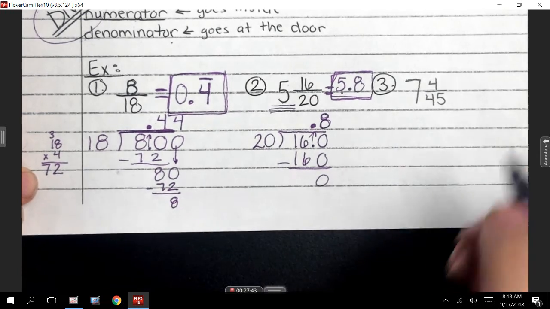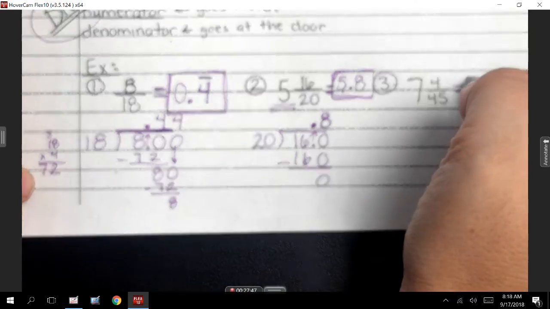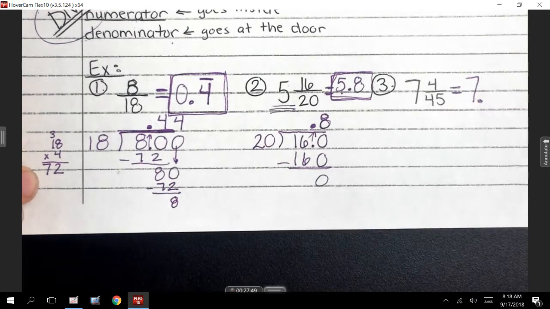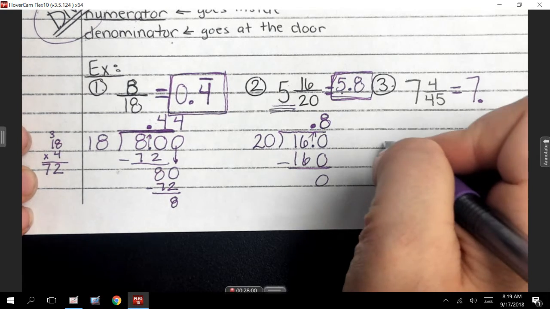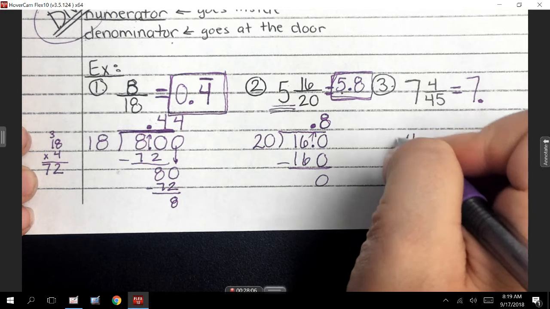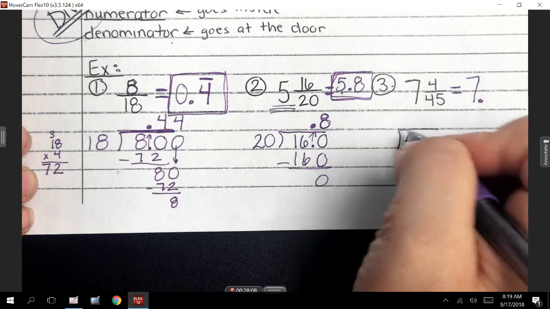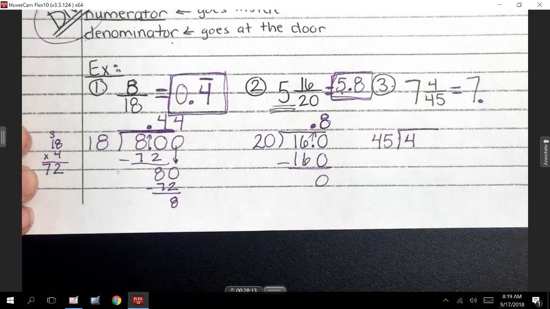All right, so on number 3, again, guys, I like to do this just so I don't forget. I'm going to go ahead and put my 7 with a decimal, so then I can just write my answer in next to that. All right, how am I going to set this up? So I've set up the first 2. How am I going to set this one up? Seth? Put the 4 inside, and then 45 outside at the door.